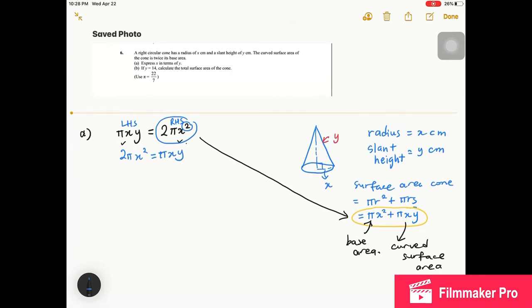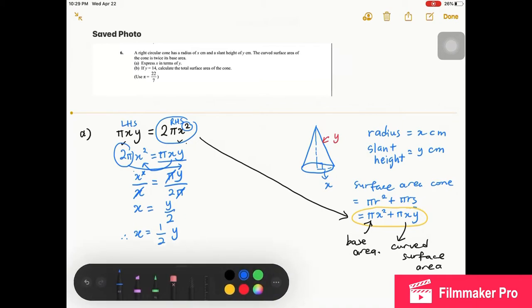So pi xy. What I do is I gather all x to the left and none to the right. So I take x to the other side, and x square over x is equal to this one. What's left here is pi y over, this has no x, so this is 2 pi. So when I simplify, pi can be simplified with pi and x can be simplified with x. So I get x equals pi over 2, or x is actually 1 over 2 times y. So that's it. That's how you solve question A.